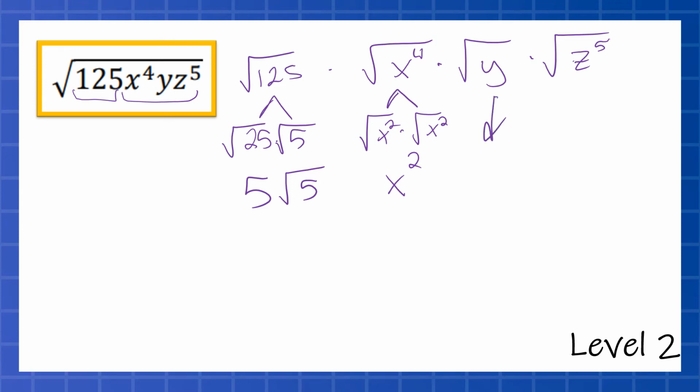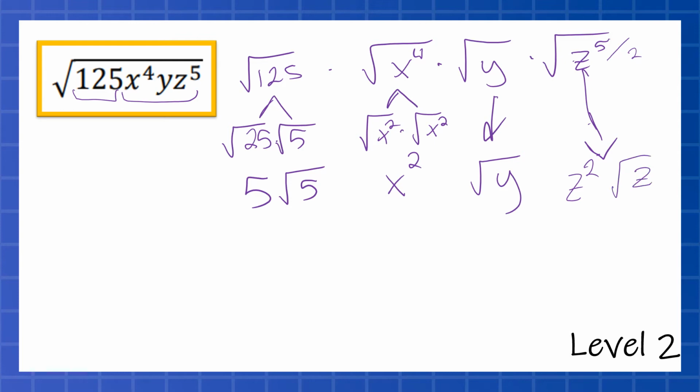Square root of y, we already talked about how that does not simplify, so I'm just going to leave it square root of y. And the last one, we have z to the 5th. What I want you to notice is that the z to the 5th is not going to simplify down to a whole number. In other words, if I take 5 and divide it by 2, I would get 2 and a remainder of 1. So I'm going to get z squared square root z. So I got one z left over, just like we did on the last problem.